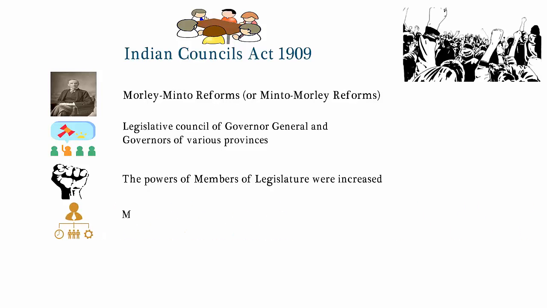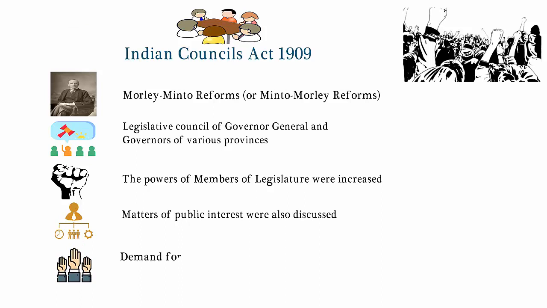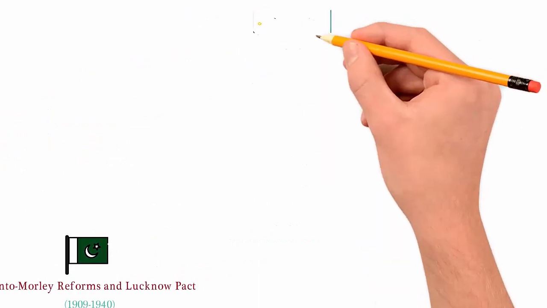Matters of public interest were also discussed in the Legislative Council. For the first time, the demand for a separate electorate for Muslims was accepted. Moving on to the Lucknow Pact.